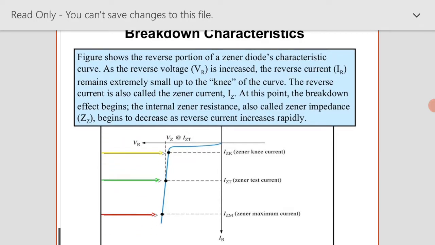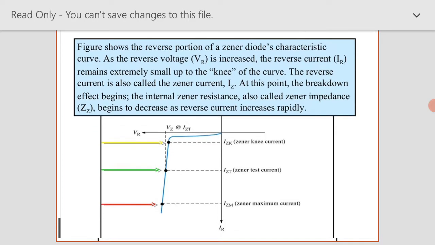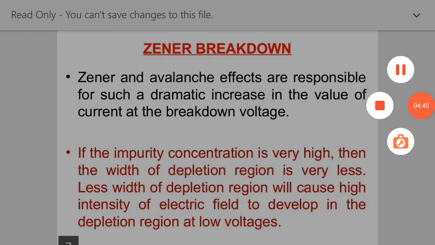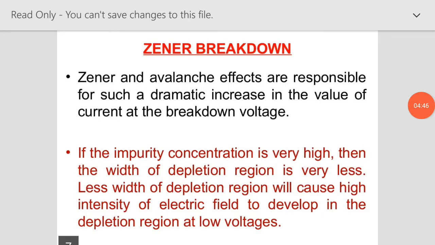As the reverse voltage VR is increased, the reverse current IR remains extremely small up to the knee of the curve. The reverse current is also called the Zener current IZ. At this point, the breakdown effect begins. The internal Zener resistance, also called Zener impedance, begins to decrease as reverse current increases rapidly. The Zener breakdown: Zener and avalanche effect are responsible for such a dramatic increase in the value of current at the breakdown voltage.